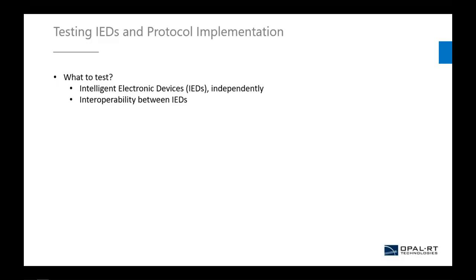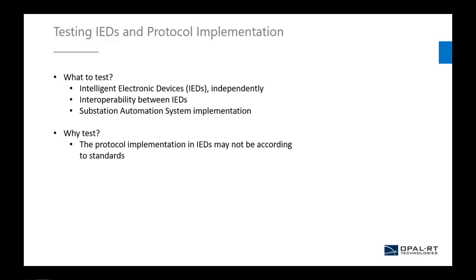What exactly is the goal when you test IEDs and protocol implementation? What do you need to test? One could test the merging units, relays, PMUs, and other IEDs, all these independently from one another. One could also test how different IEDs from different vendors work together. Finally, one should test the complete system, from measuring the information down to sending it on a wide area network to a control center.